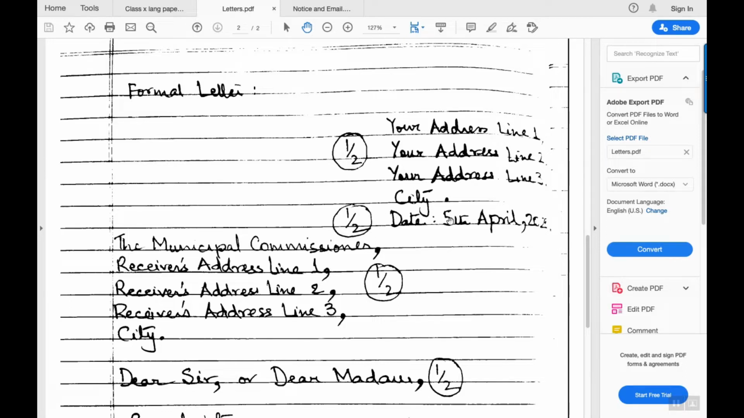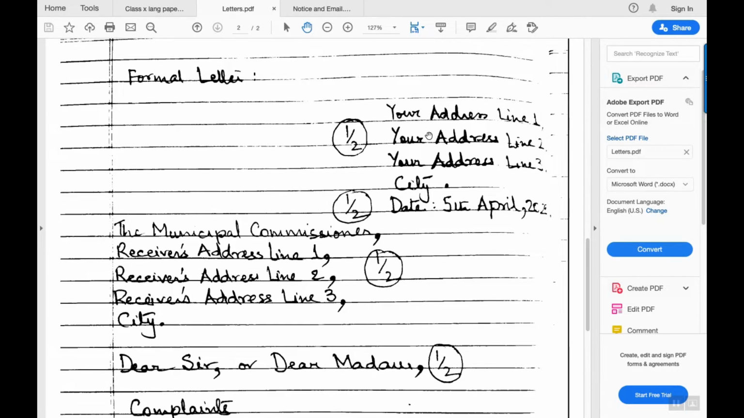Date has to be 5th April, for example. You have to write the full month. You will not write SEP for September, OCT for October, comma, the full year 2020, not apostrophe 20. This is half mark. If you are writing the address on the left side and the date on the left side, both 0. Coming to, this was the sender's address or your address.